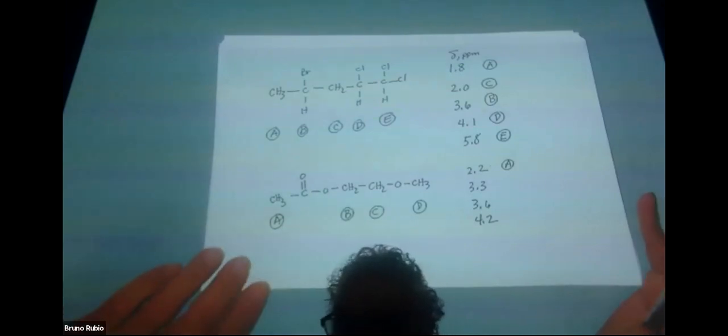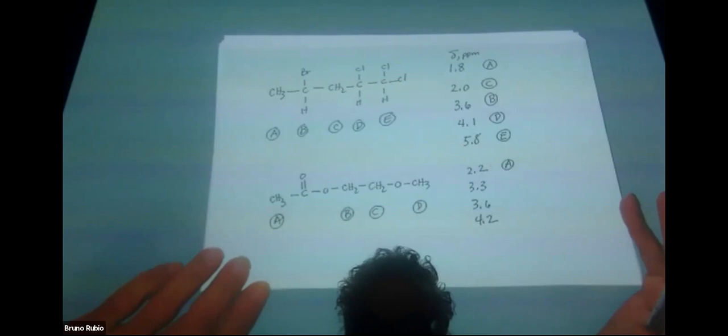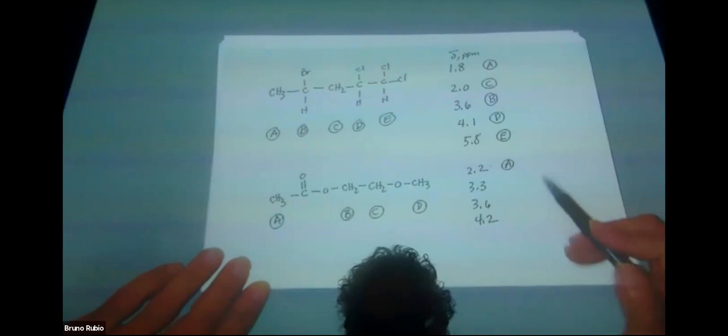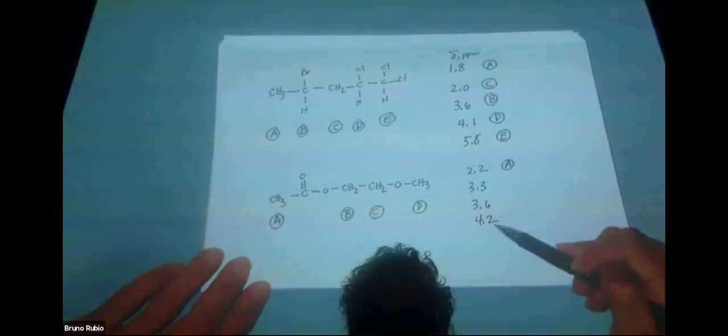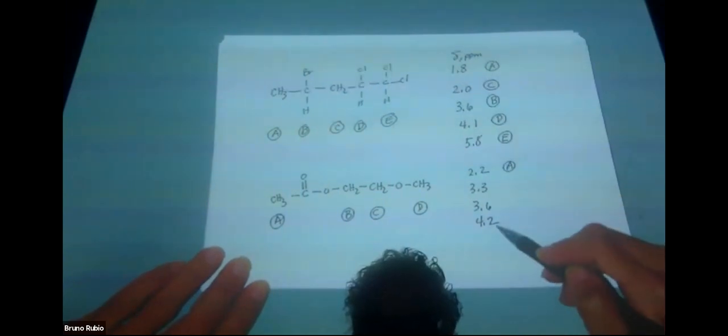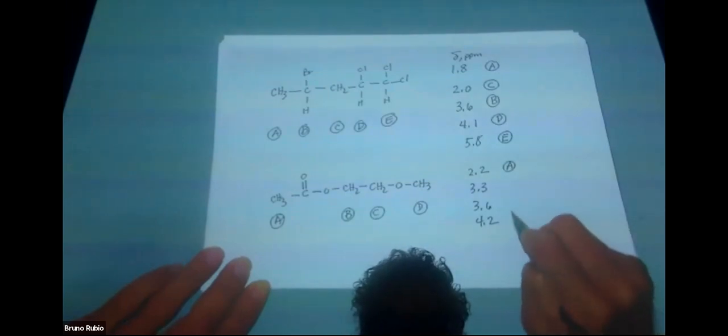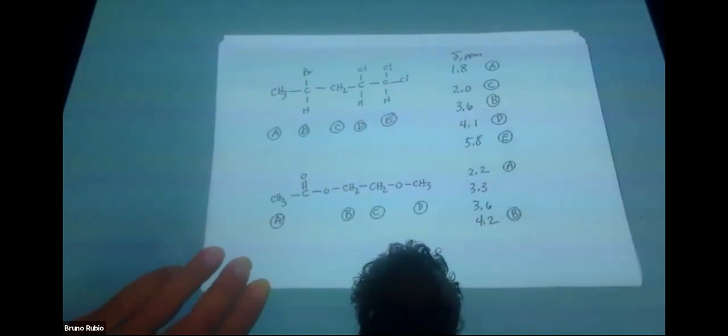Okay, so now let's go for maybe this, probably this one, 4.2. Maybe this problem is a little bit more difficult than the one we just did, but let's try to match up the 4.2. Which one is it? Is it the B, the C, or the D? The 4.2 is which? Okay, I see some answers coming in. I like what I see. Yeah, the 4.2, that's the B proton.